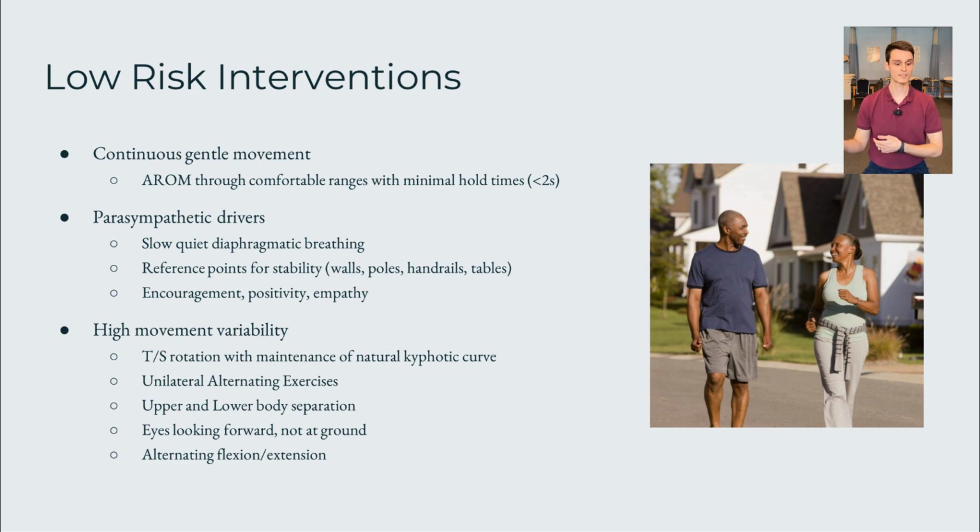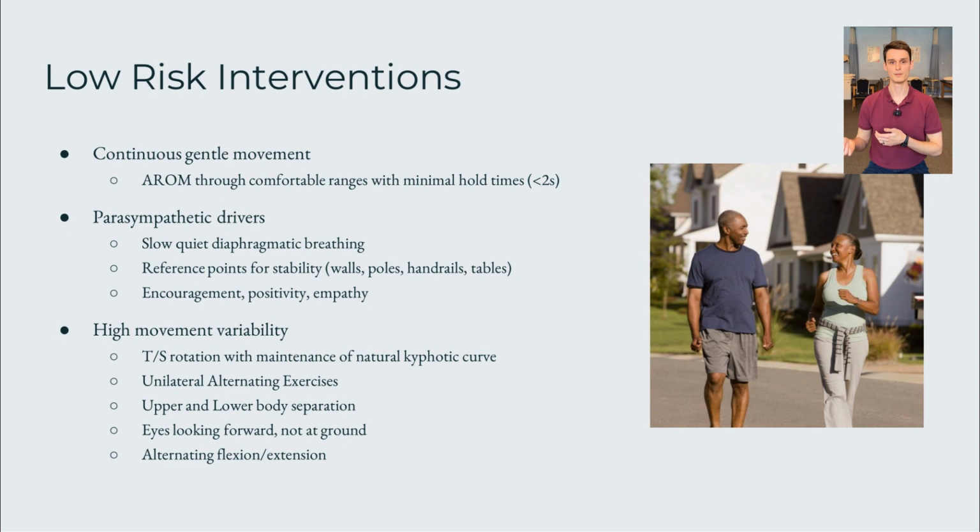And so some things that I would suggest as more of a low-risk starting point for movement for these people, I would say in general, slow, continuous, gentle movement. So just active range of motion through a comfortable range, things that are generally more on the parasympathetic end of the spectrum, like even slow, quiet, diaphragmatic breathing, giving a lot of reference points for stability where people aren't feeling like they're off balance or going to fall. And even factors like being encouraging, positive, and empathetic could be really important for these people if they're already feeling stressed out and overwhelmed.